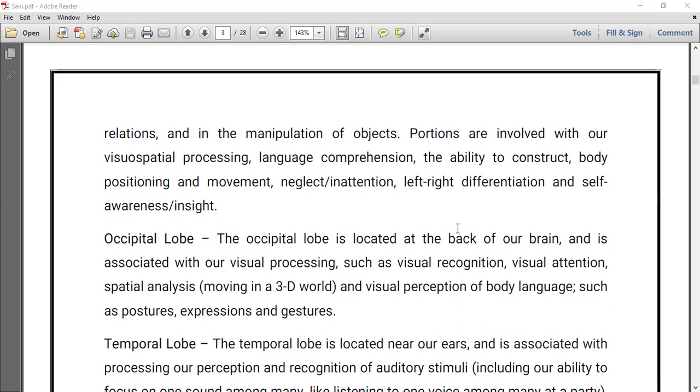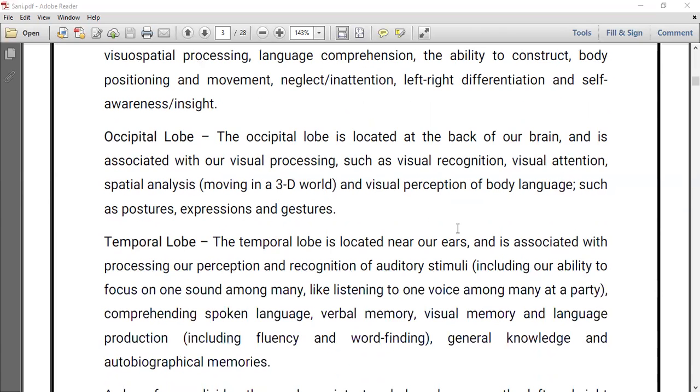The third one is the occipital lobe. The occipital lobe is located at the back of our brain and is associated with our visual processing such as visual recognition, visual attention, spatial analysis, moving including 3D world, and visual perceptions of body language, such as postures, expressions, and gestures.